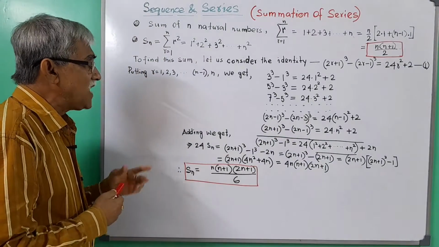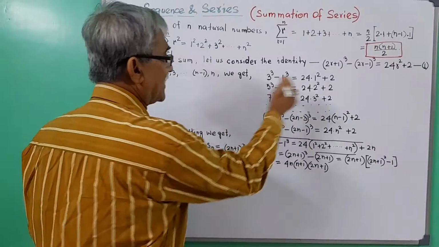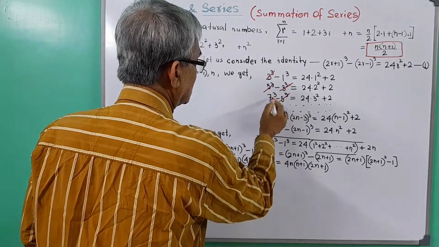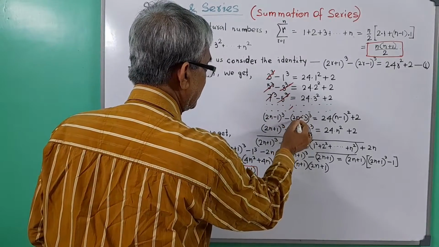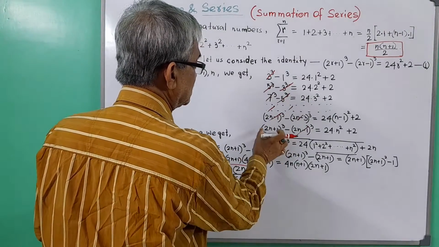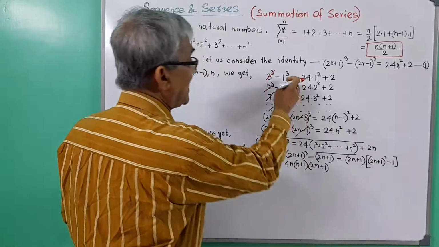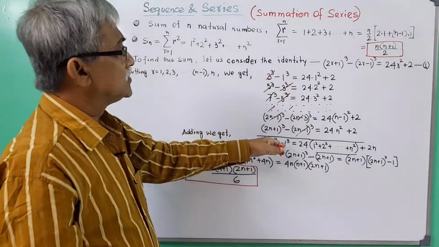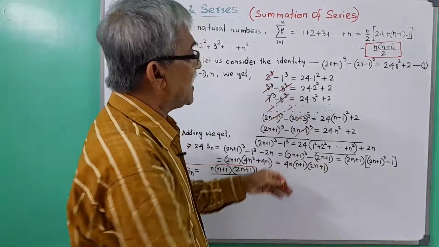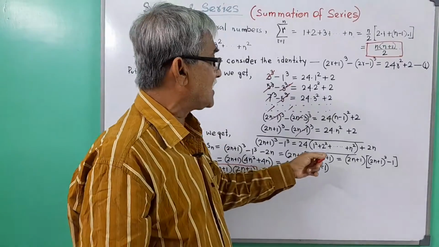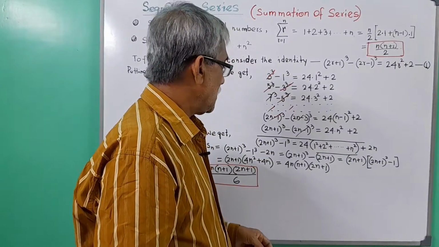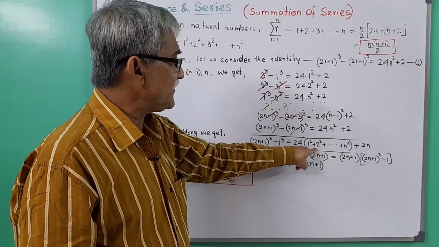Now what we have to do is add them. You see, when you are adding, each term cancels with the next term. So finally, what do you get? You get the last one (2n plus 1) whole cube, and the first one minus 1 cube. That equals 24 whole into (1 square plus 2 square plus 3 square and so on), that is your coveted sum, plus 2n. And this is your Sn.